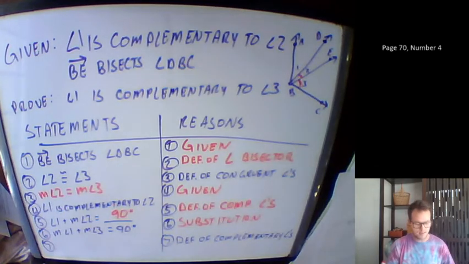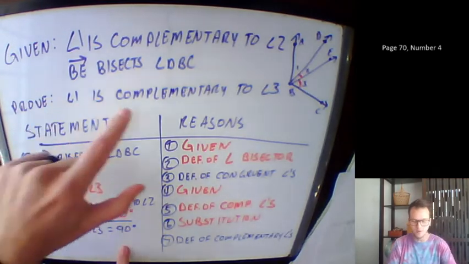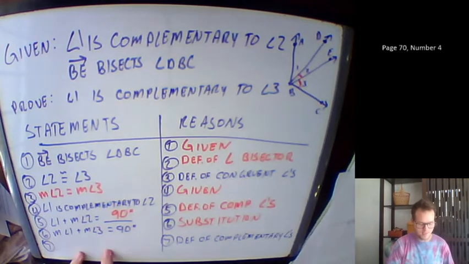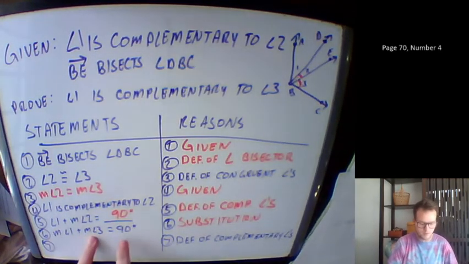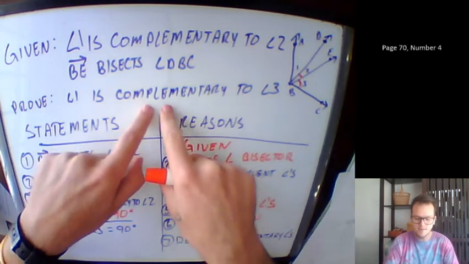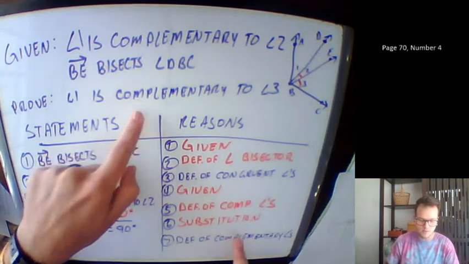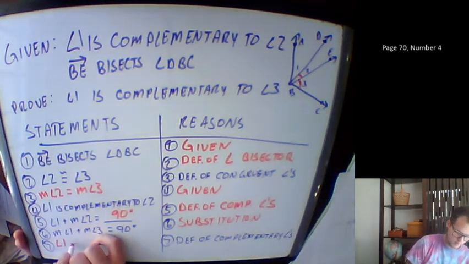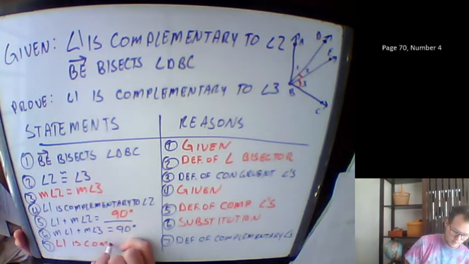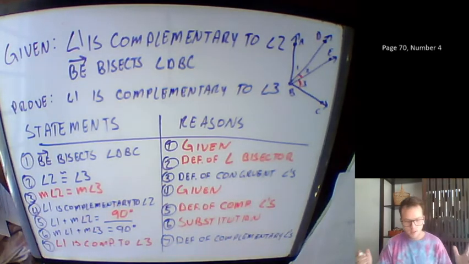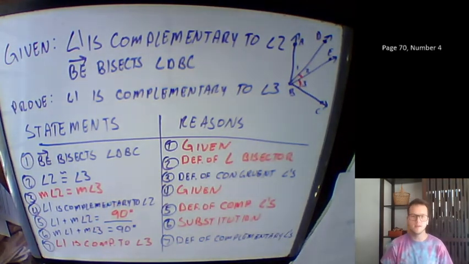Now, the very last statement here, I think it's safe to say, we know it's going to be our proof statement. Angle 1 is complementary to angle 3, because that's the whole purpose of the proof, to prove the thing. But we need to make sure that that makes sense. Well, the measure of angle 1 plus the measure of angle 3 is 90 degrees. We've shown that with all of this. Therefore, by definition of complementary angles, angle 1 is indeed complementary to angle 3. So we'd write that in. Angle 1 is, I'm going to abbreviate again, complementary to angle 3. This is how I would prove number 4 on page 70.